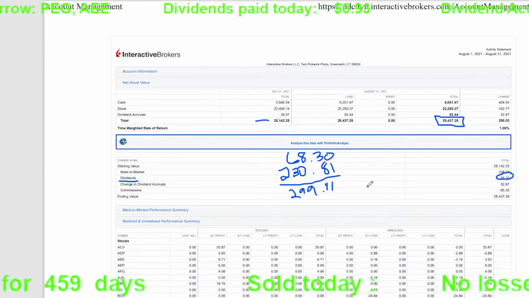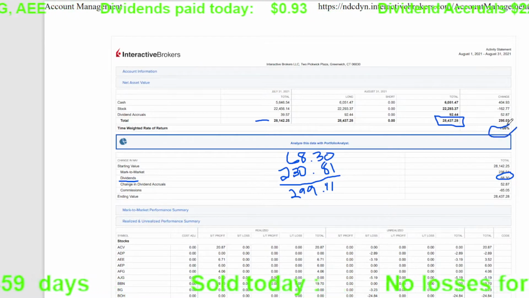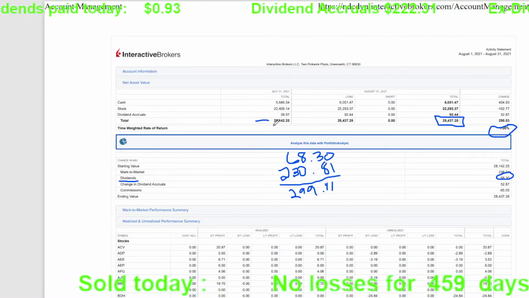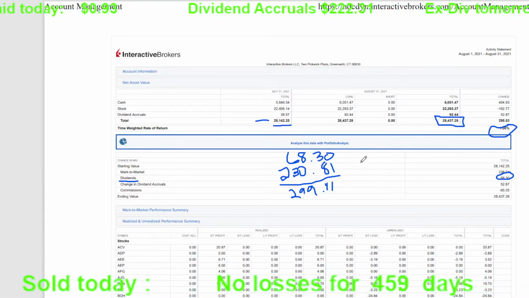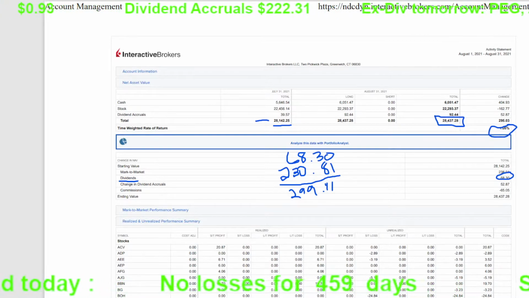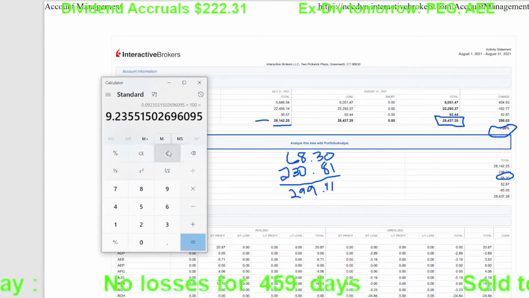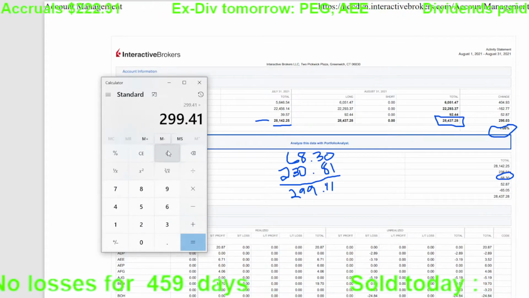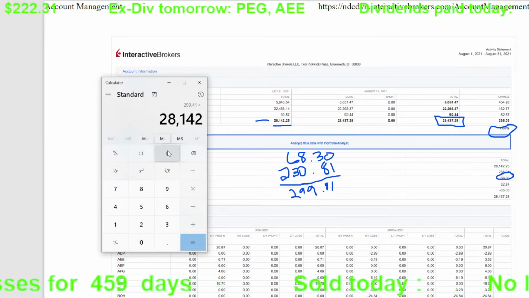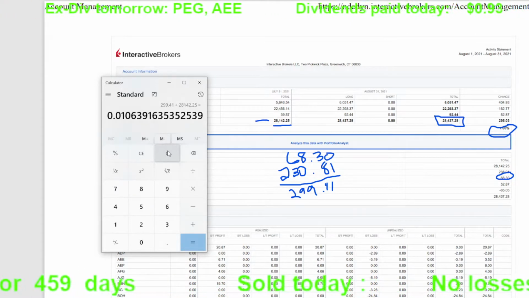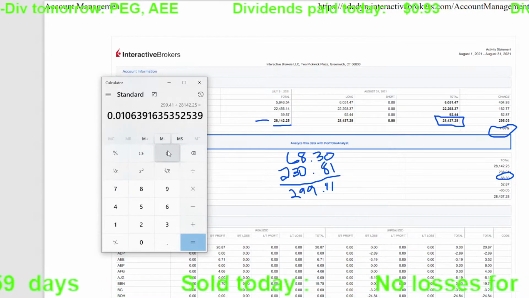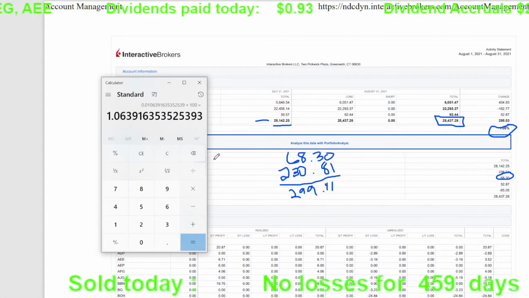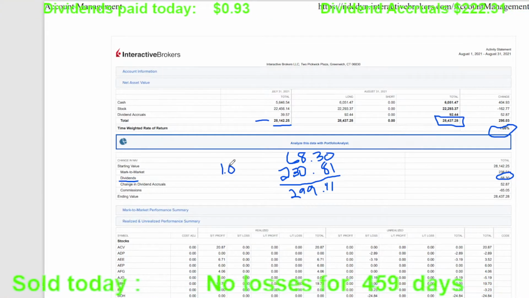So we need to find what our actual, this could be, but it's not accurate. All right, now we're going to take this number here, the 28,142.25. We're going to divide that in and get the calculator out so you can see this actually happen. We take our 299.11, divide it by our starting balance, 28,142.25. Okay, now to get your percentage, 0.01, we just multiply it by 100. Okay, so we come up to 1.06%.